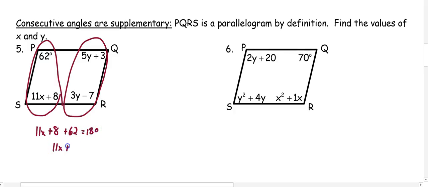So I get 11x plus 70 equals 180. Subtract 70, so 11x equals 110. Divide, so x is 10. And I can do the same thing with the y equation.